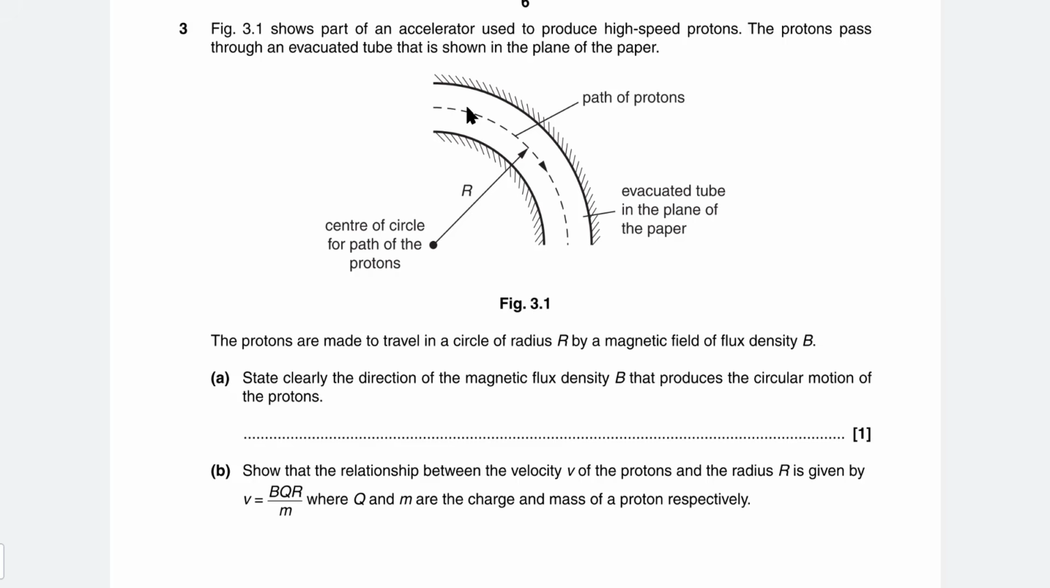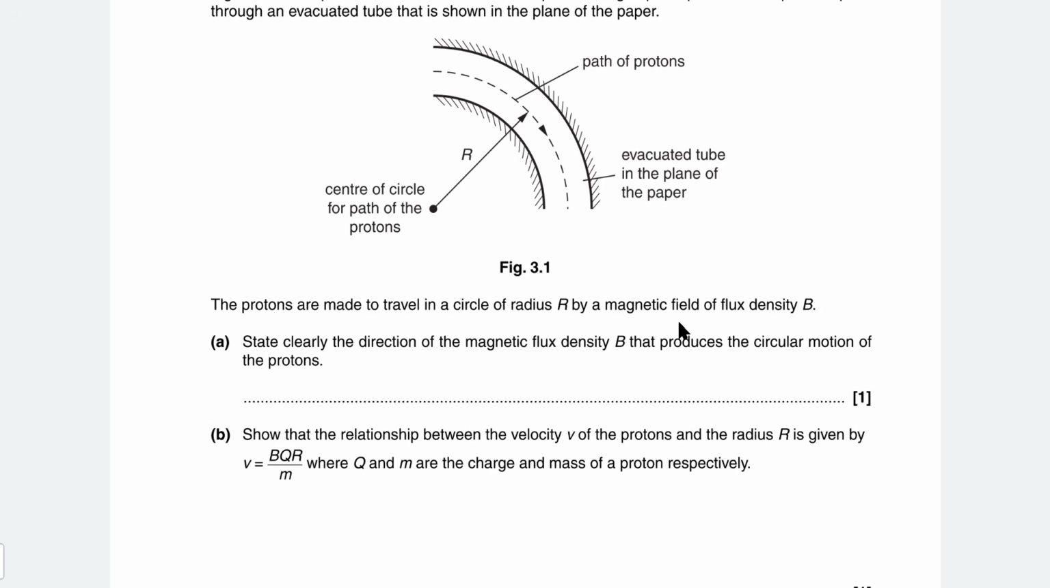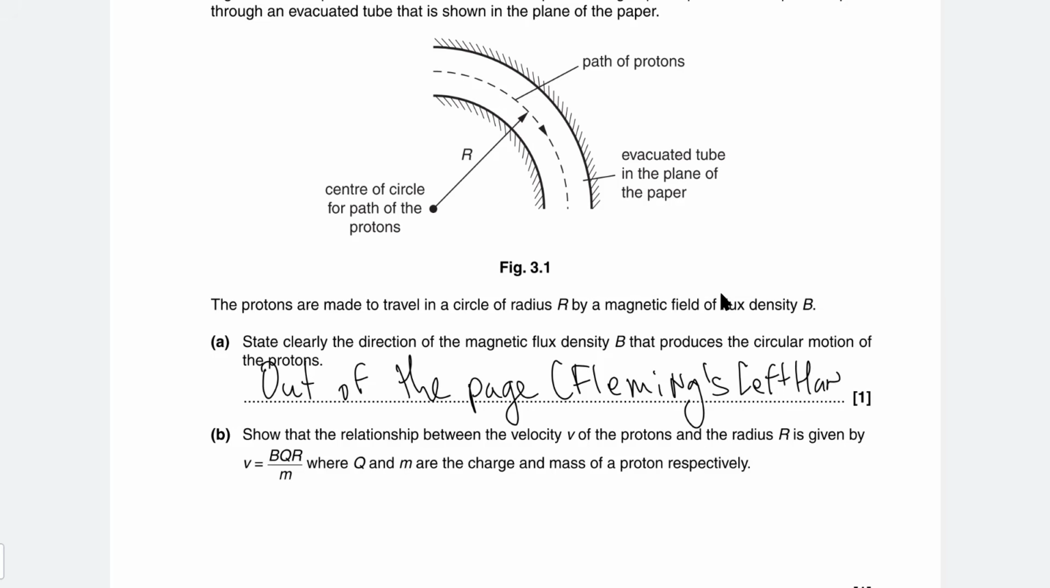Okay, next one, figure 3.1 shows part of an accelerator used to produce high-speed protons, and they're shown over here. They are in a field, they produce a circular orbit. So the radius is r and a magnetic flux density B. State clearly the direction of the magnetic flux density B that produces the circular motion of the protons. Now, using Fleming's left-hand rule, the direction of the flux density B is out of the page. I'm going to write this very clearly, out of the page, and in brackets I'm going to write Fleming's left-hand rule, just so you know how to get this.